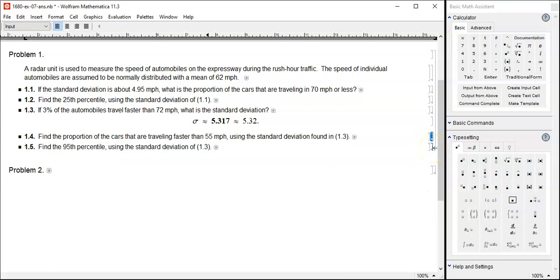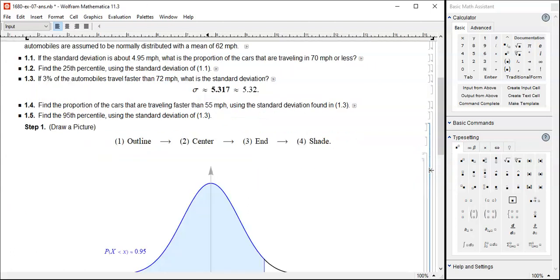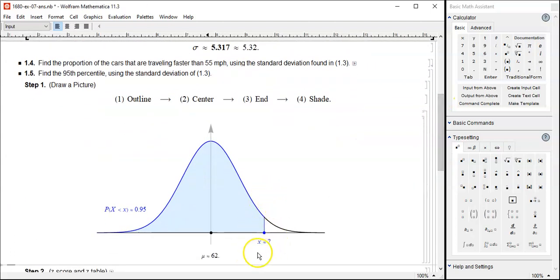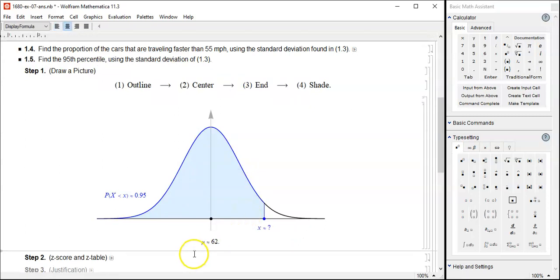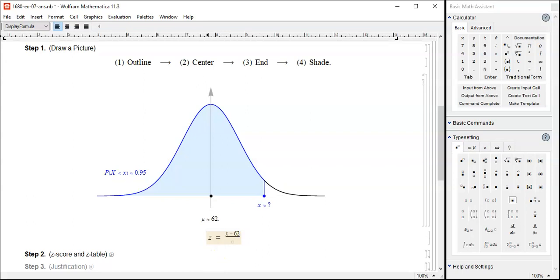Find the 95th percentile. Again, same standard deviation value we had before. Let's have a picture. The same idea: outline, center, end, and shade. And 95th percentile is, of course, much to the right here. And then the majority part, this part is 95%. So 95% of the cars are slower than this. So what is this x? Z-score is end minus center over SD.